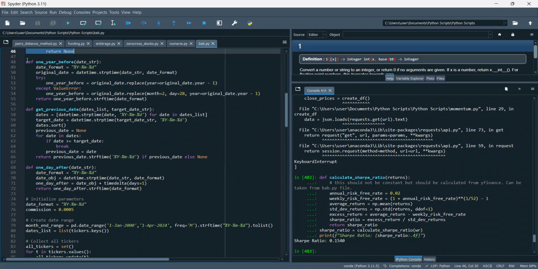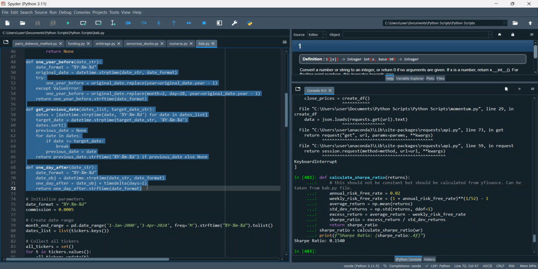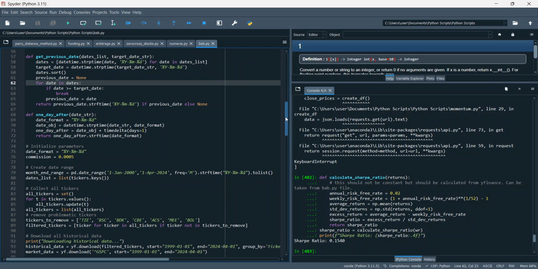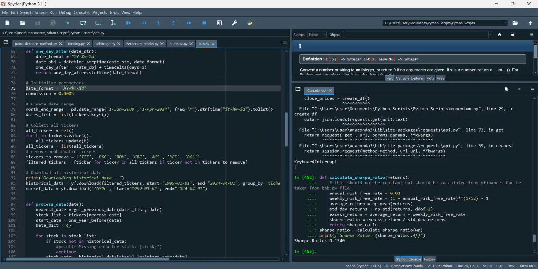These are helper functions which will help in our main strategy. By the way, I will put a link to GitHub where you can view and also download the code and play with it as you wish. So you can go through it yourself. These are some parameters that we will need in our strategy: data format, commission. To backtest it realistically, I also included a commission of 5 basis points.